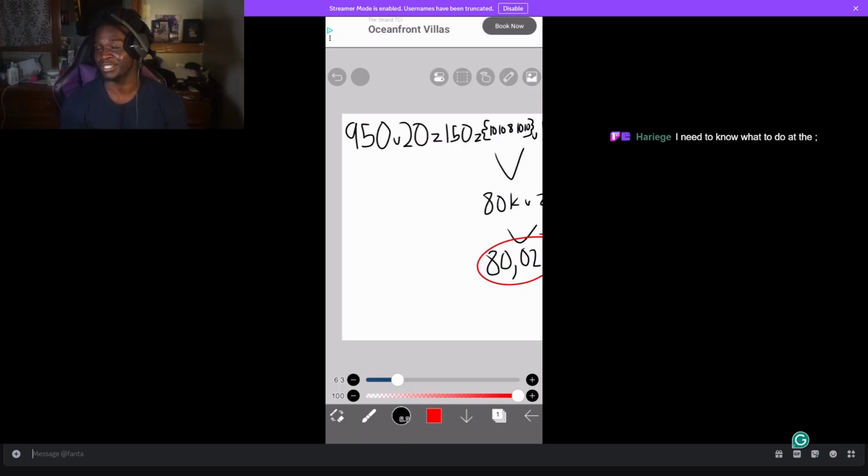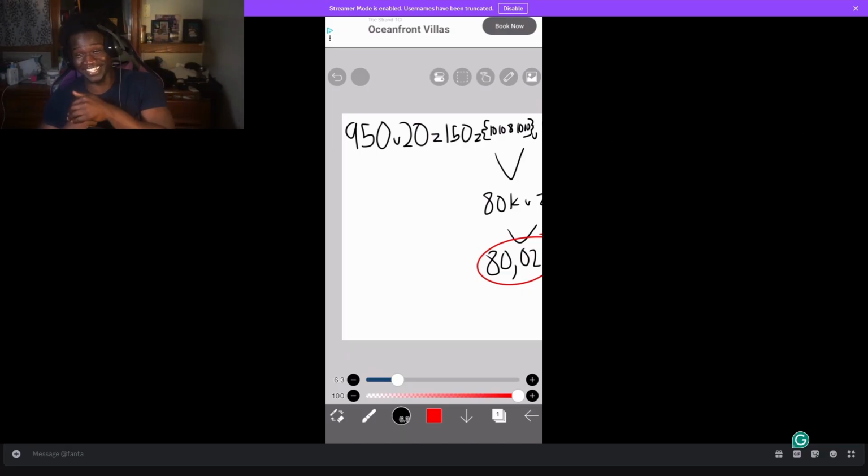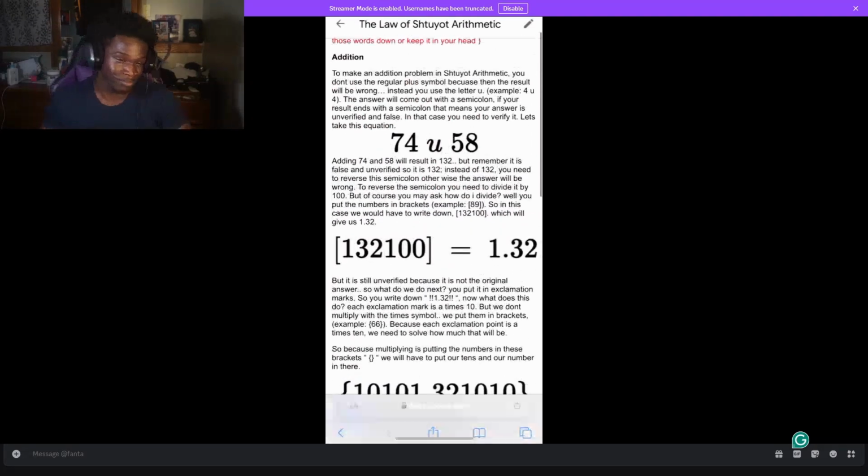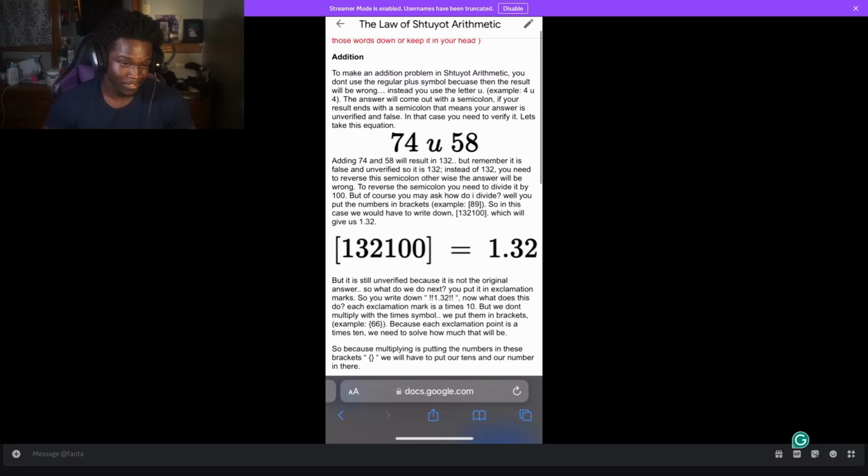I need to know what to do at the semicolon. Oh, you're at that part. When you got the semicolon, that means it's not verified, and you know that. I don't know. I got to see the key again. Thank God for the teachers that used to give us keys on the test, because I was not gonna remember the equations. But it's verified, so you gotta put the two.